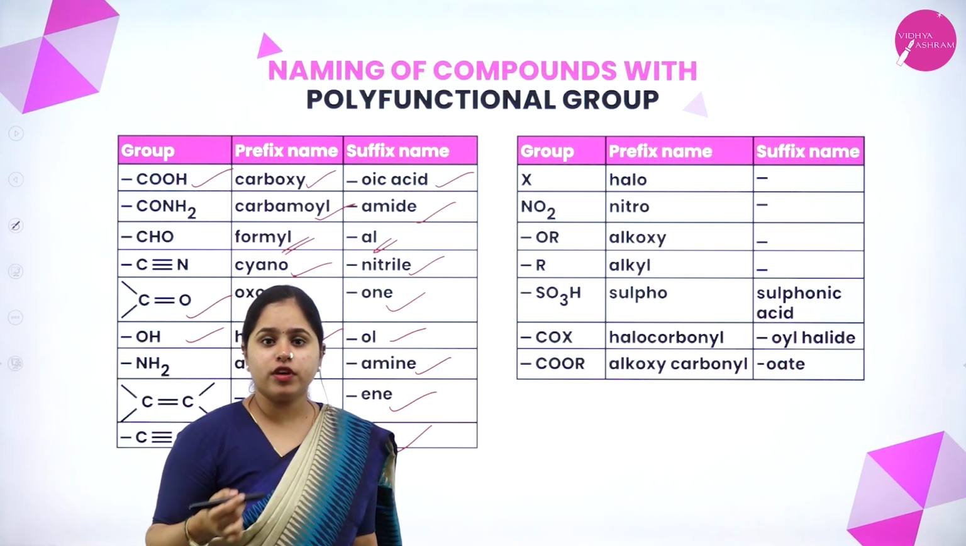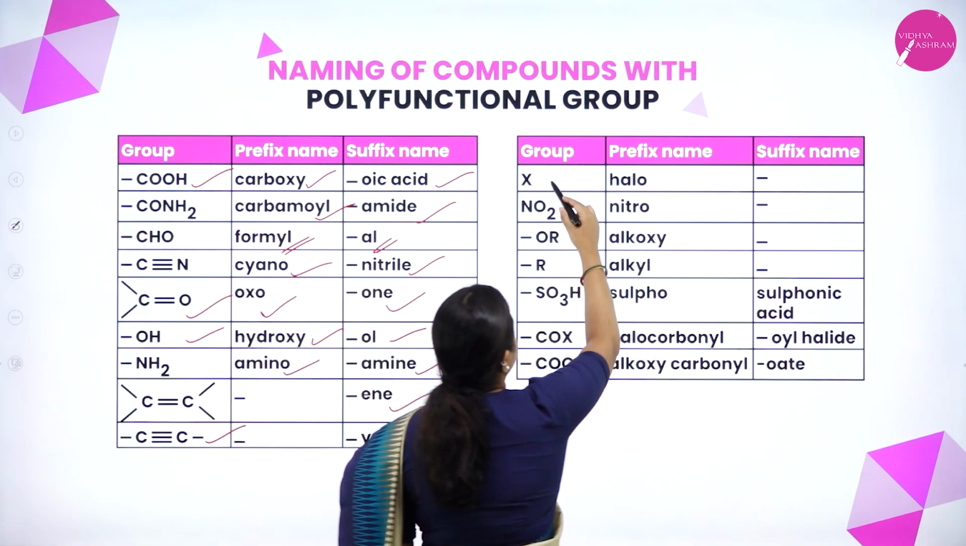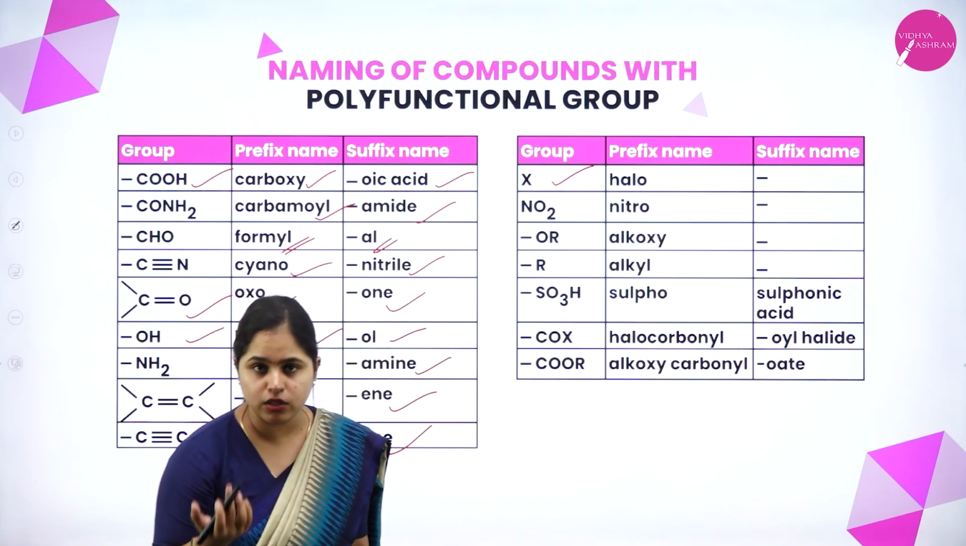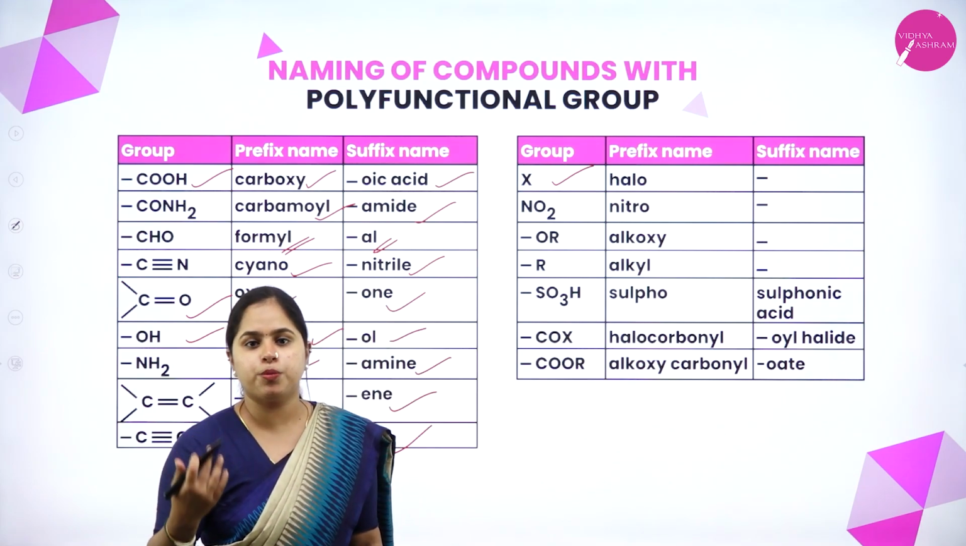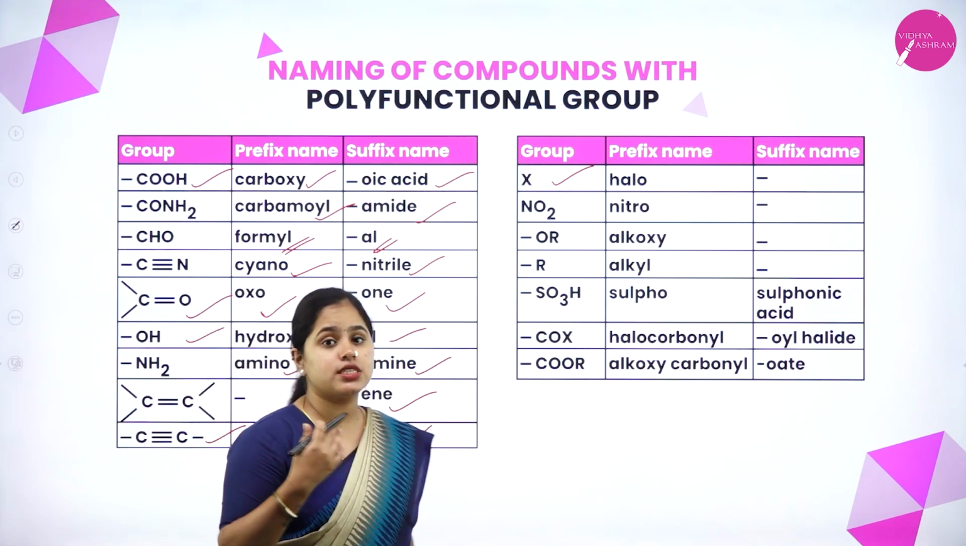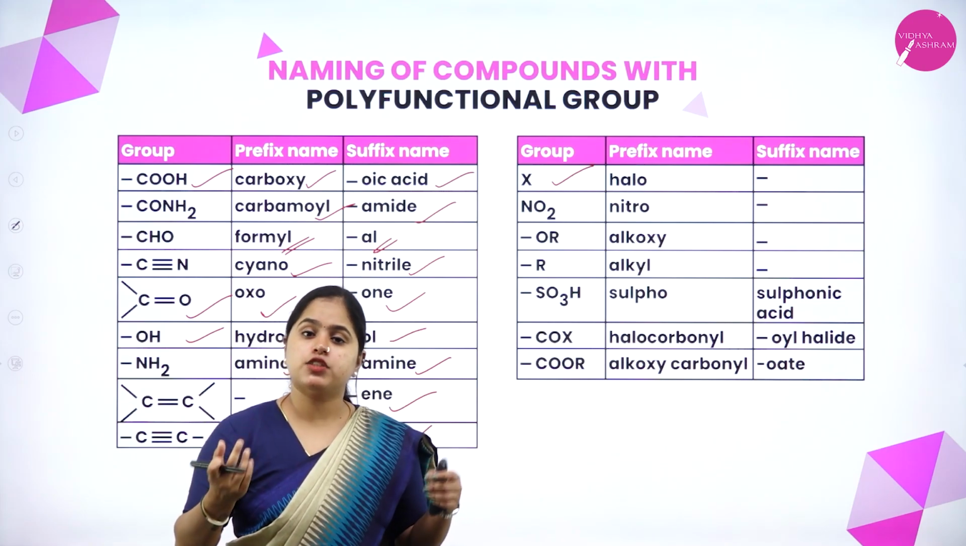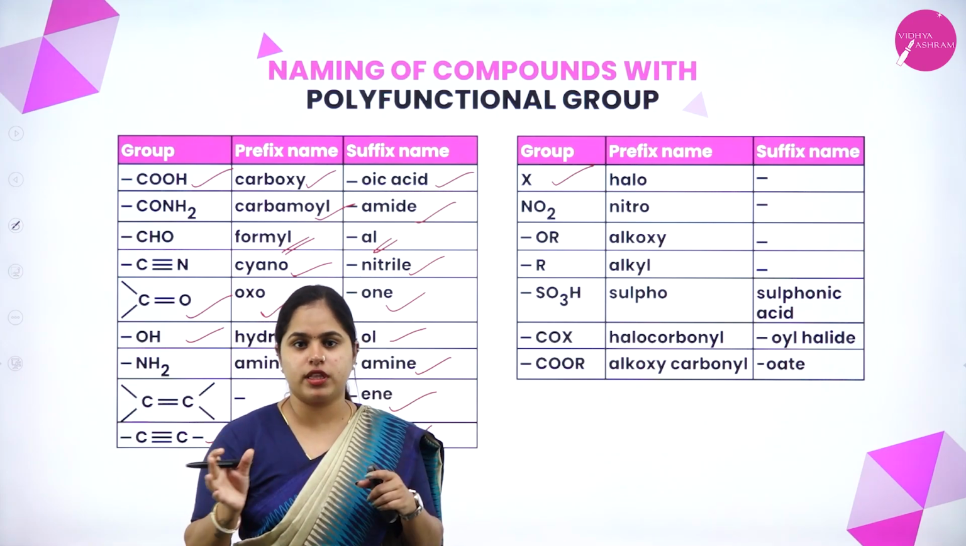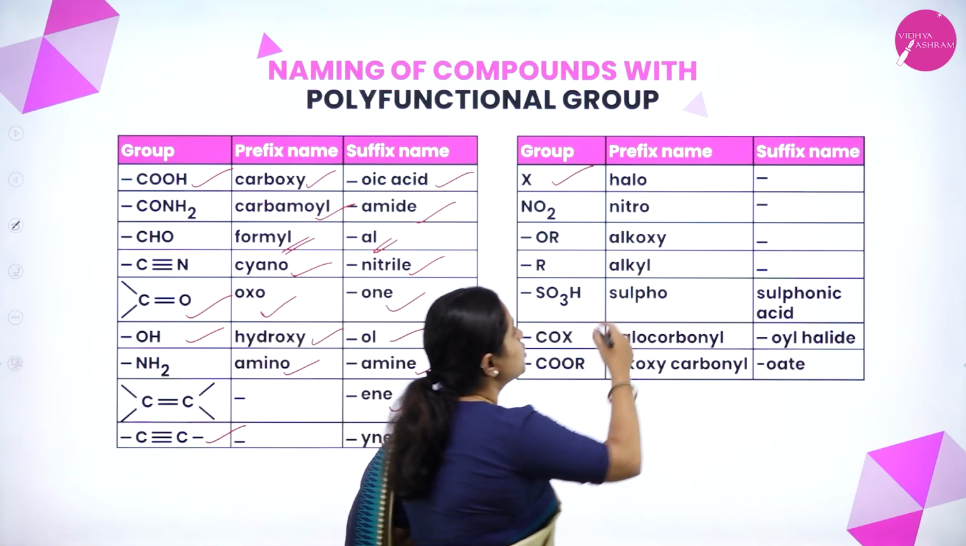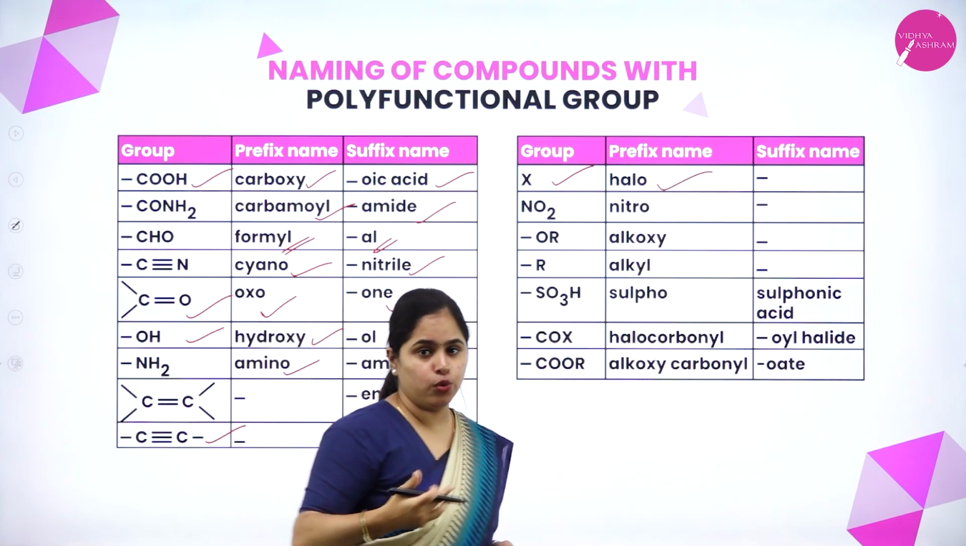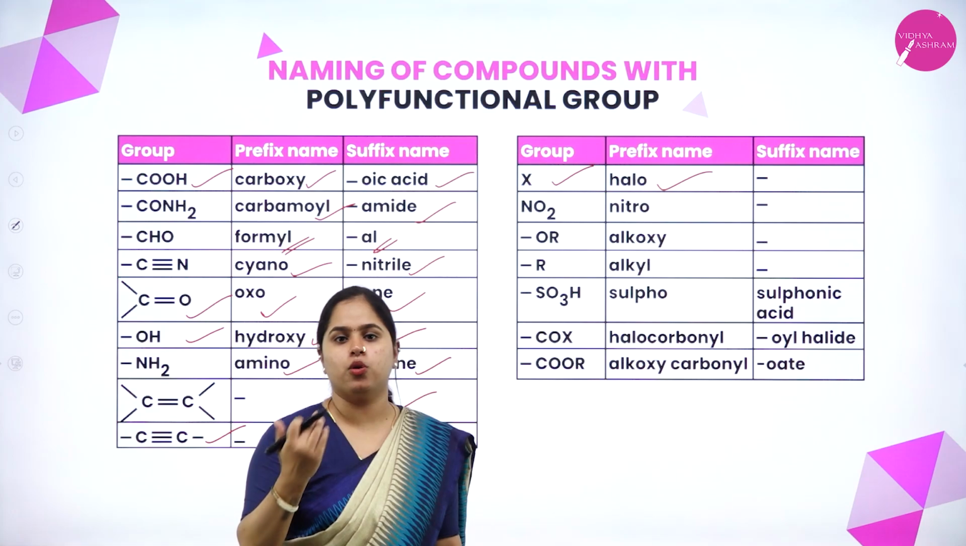Now moving on to the next one, that is X. X stands for all the halogens, right? Fluorine, chlorine, bromine, iodine. And the halogens never come as the suffix. It will always be prefixed before the root word, right? So that will be halo. That means fluoro, chloro, bromo, iodo, right?